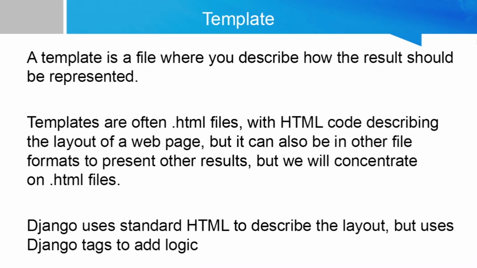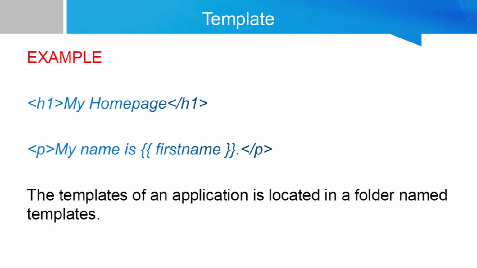Django uses standard HTML to describe the layout, but uses Django to add the logic. So let me show you an example. Basically, guys, this is an HTML tag, an h1 tag, but you can see in this paragraph, Django has added its tag to add some more logic to this HTML content. The templates of an application are located in a folder named templates.